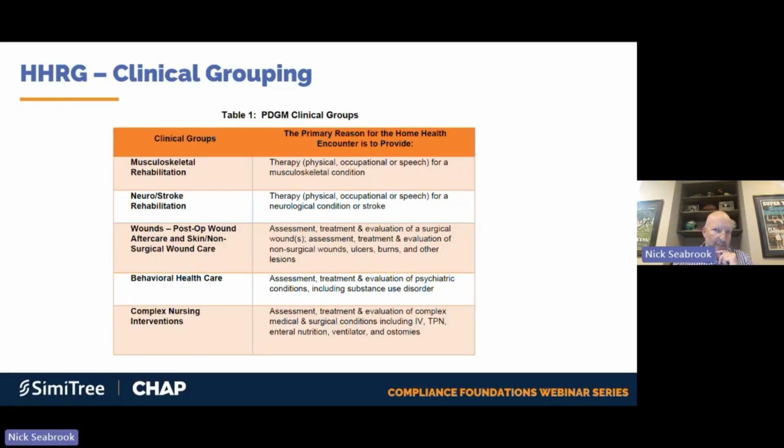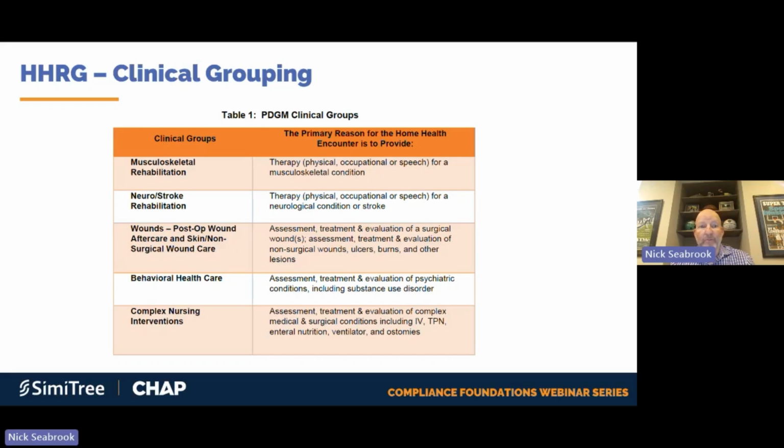Here's a little description here, and any of these screens, these charts, you can see some of them are available right on CMS's website, including this one here. This came right from CMS. This gives you a breakdown here for the clinical groups, and a little descriptor on what constitutes the clinical grouping itself. So MS rehab, neuro rehab, those are typically your higher therapy type clinical groupings.